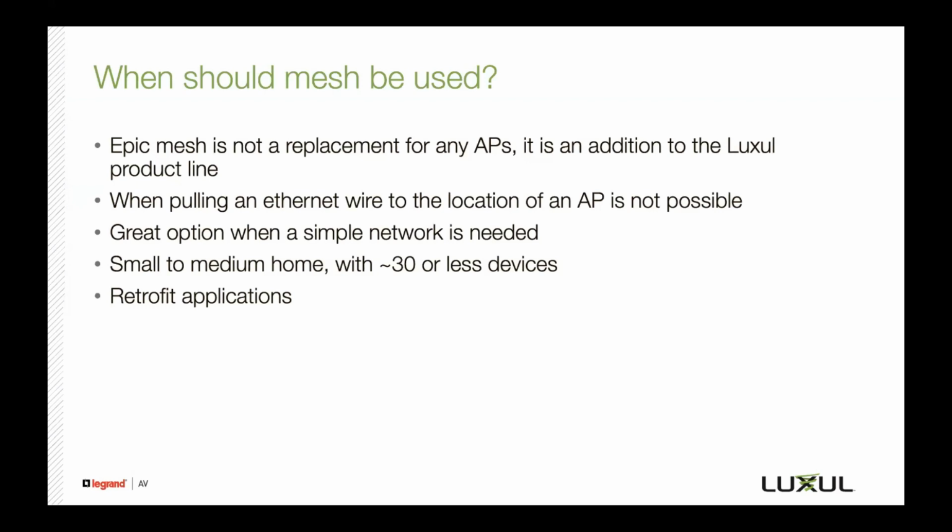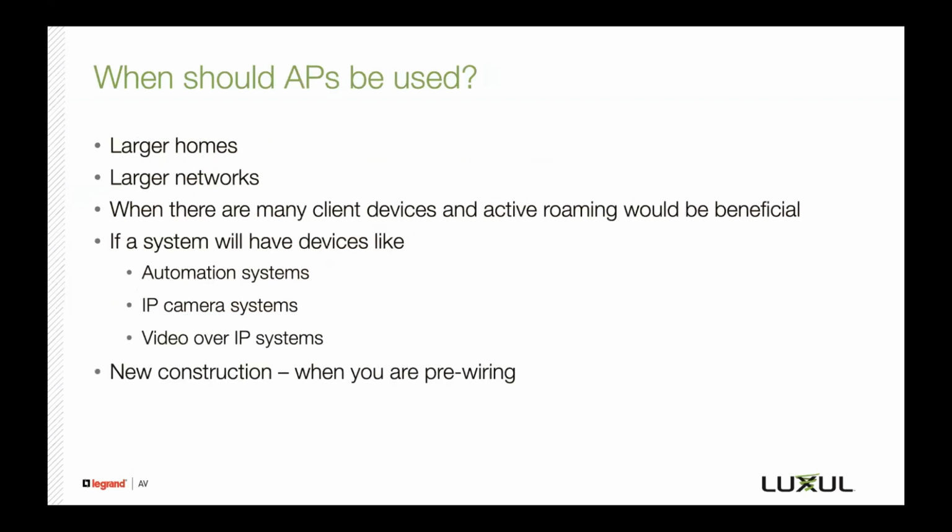On the flip side, when should we use APs? Well, as you would imagine, like I mentioned earlier, this is going to be your larger homes, larger networks, larger systems in general, where you're going to have a whole lot of devices that need constant, really reliable connectivity on the network. Certainly, if active roaming would be beneficial to the client, if it's a larger home with multiple APs and they want to roam from AP to AP to AP on an active basis instead of just a fast roaming basis, then that could be a benefit as well. Again, not hard and fast rules, just general guidelines.